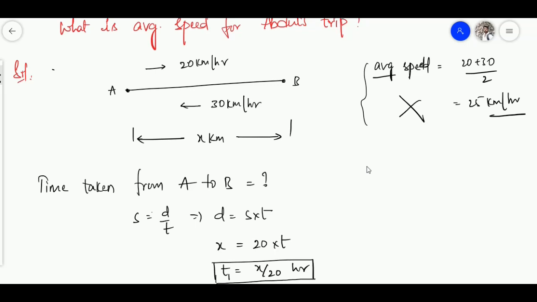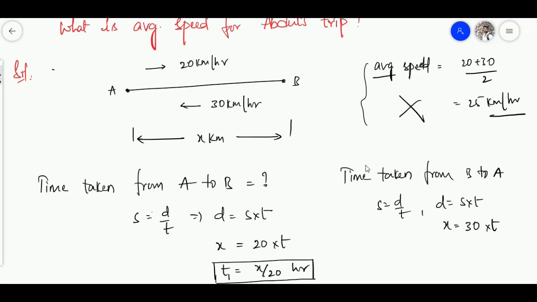Now let's calculate the time taken from B to A. That's the reverse journey. Again, speed equals distance by time, distance equals speed into time. The distance is x, since the return journey is also on the same path, so the distance is the same, x kilometers. Speed is 30 km per hour into t. The time taken for the journey A to B I am taking as t1, and from B to A as t2. So t2 will be x by 30. So we got t1 and t2.